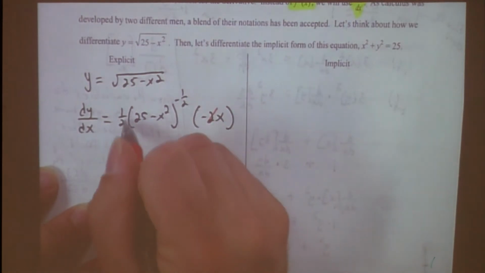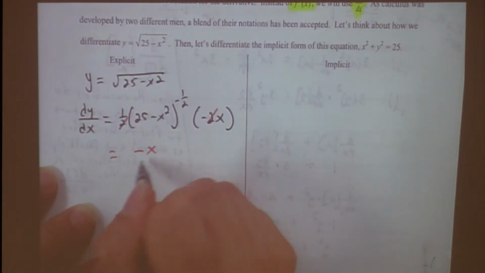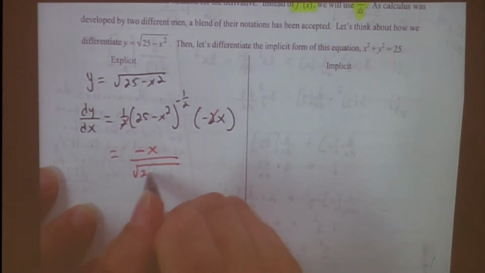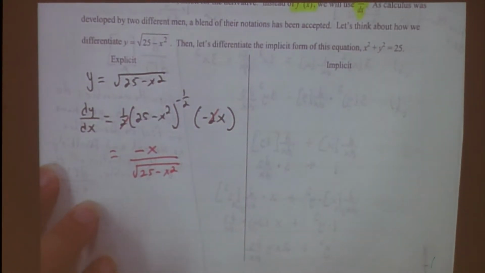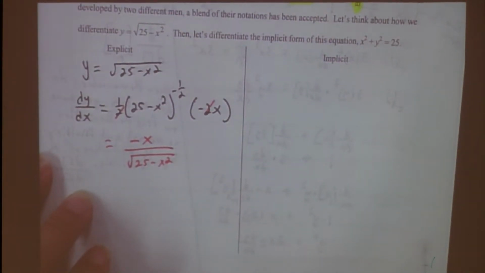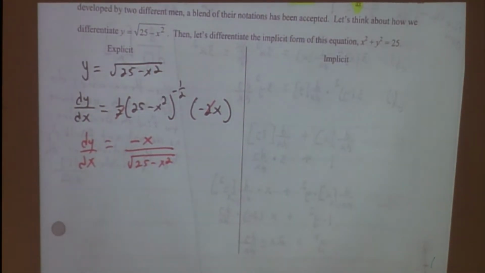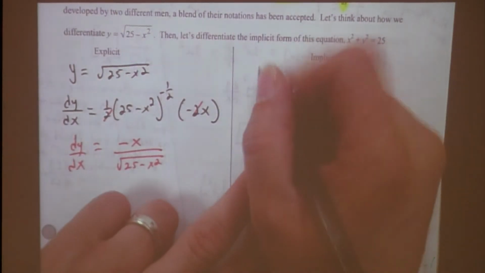So what would cancel out here? The 2's. What would we end up with here? Negative x in the numerator and the radical, square root of 25 minus x squared, in the denominator. Is that easy? Not too bad? So it's always simple when the equations are explicit. It's even easier when they're implicit. You ready? Let's try this guy over here.